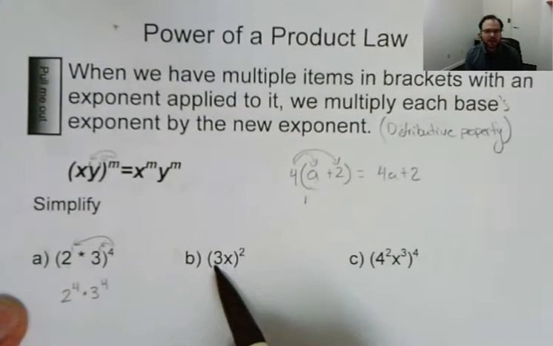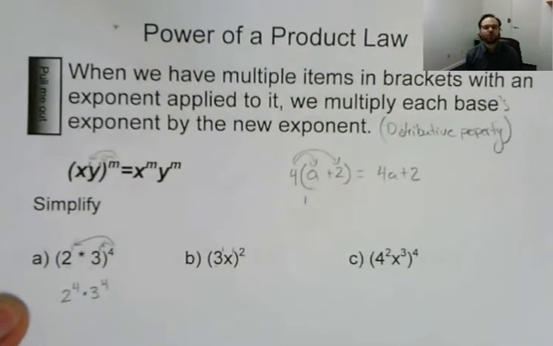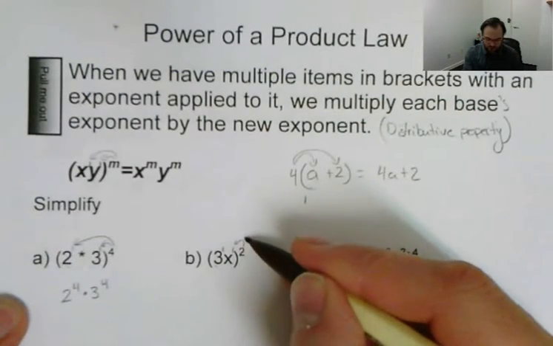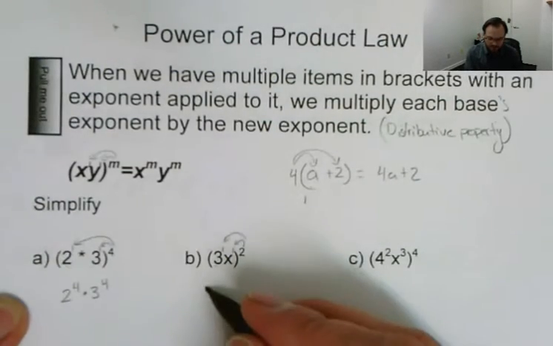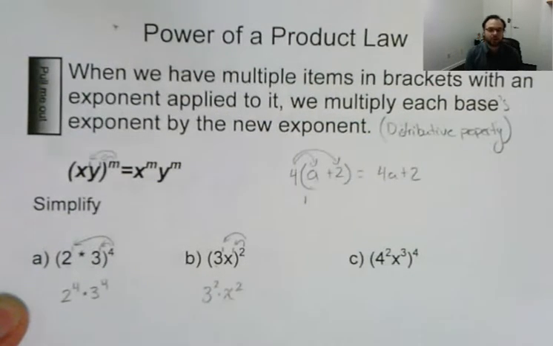Let's look at the next one here. I have 3 and I have an x. So 3 times x. Both of these are actually to the power of 1. We just don't write that 1. Now we want to multiply this 2 into both of these. So I'm going to get 3 squared multiplied by x squared, or we could say 9x squared for my answer.